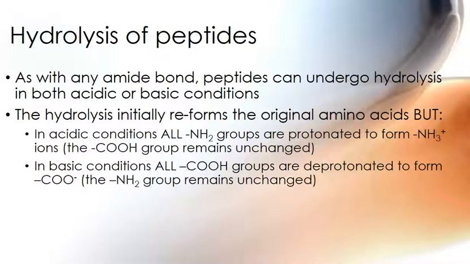So in acidic conditions, all of your basic amine groups get protonated. The carboxylic acid group stays the same. And in basic conditions, all of your acidic carboxylate groups get deprotonated. Now that sounds tricky. It's really not that complicated. Let me show you what I'm talking about.